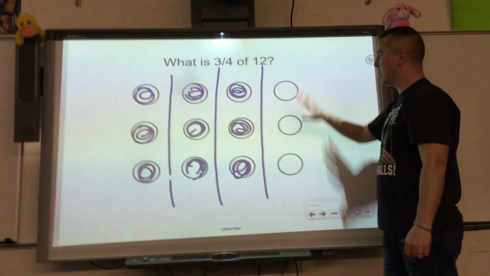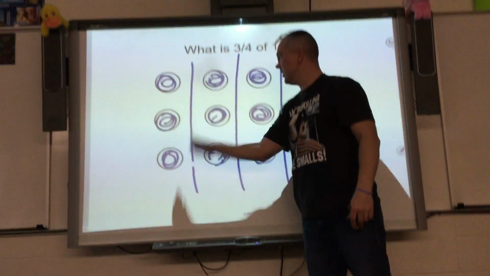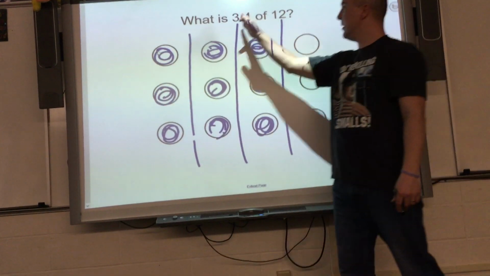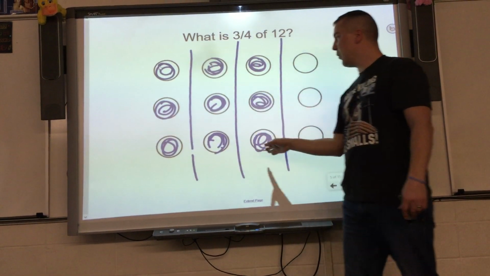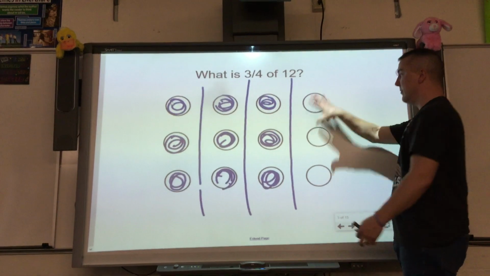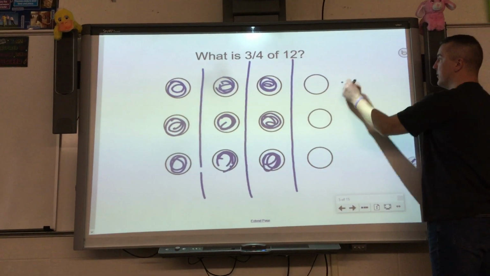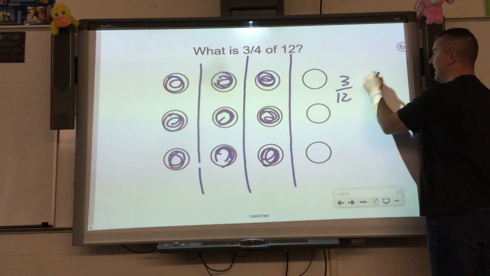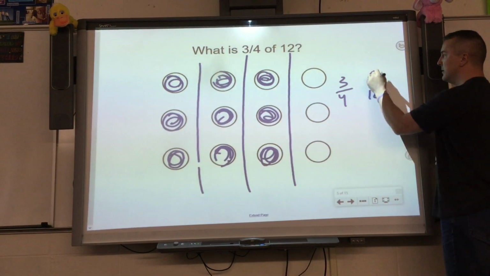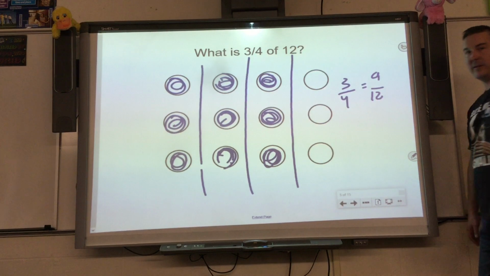If I was to take these 12 and put them into 4 groups and only color in 3 of them, I would have 9 of them out of 12. Remember, 3/4 and not 3. 3/4 and 9/12, they're equivalent fractions.